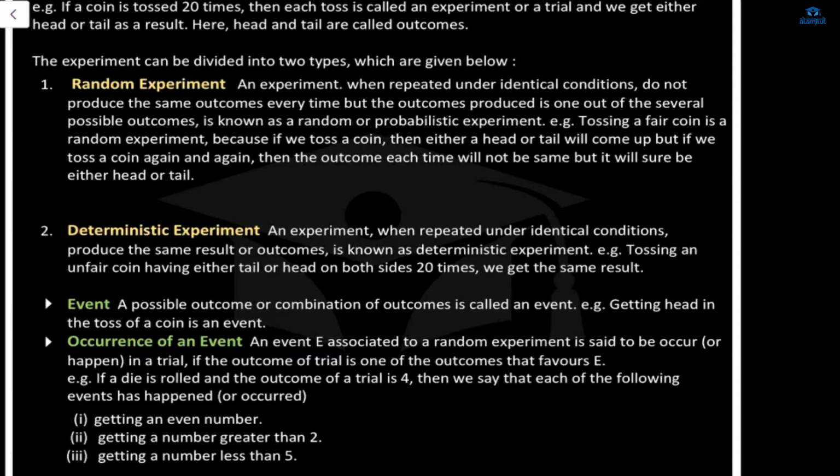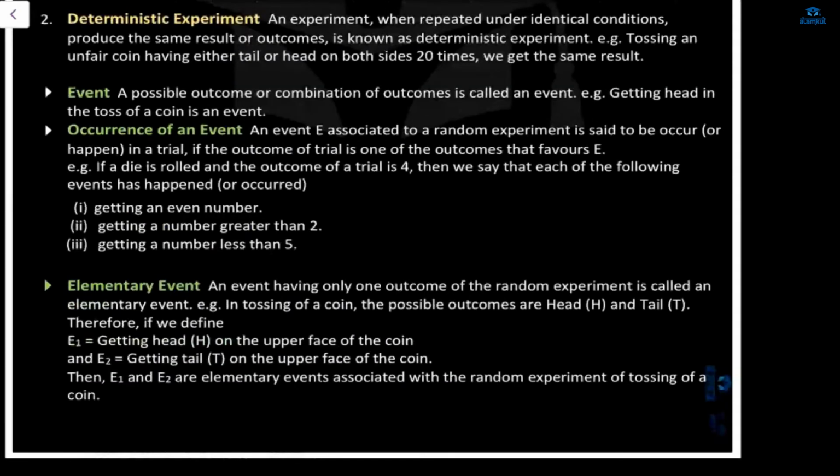Now, event. So what is an event? The possible outcome or combination of outcomes is called an event. Getting a head when you are tossing a coin, that is an event. So getting a head in the toss of a coin is your event.